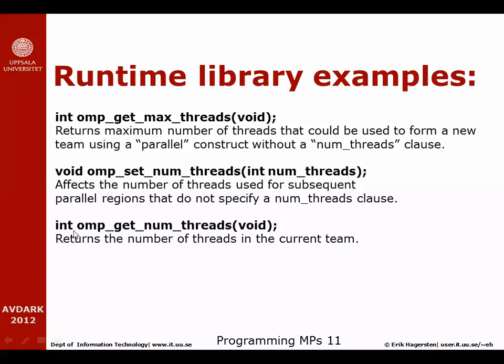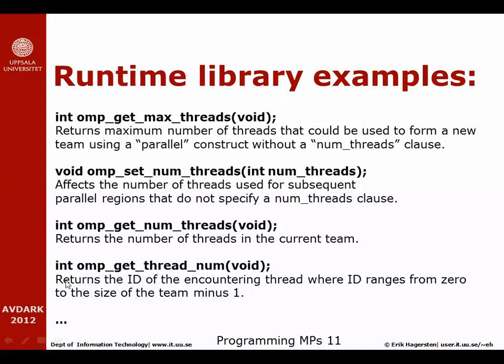You can also ask the runtime system to tell you how many threads it's using right now, and you can also ask the runtime system to tell you exactly which thread ID or thread number each executing thread has. So this gives you much more flexible control, and this will override the environment variables, but will also create code which is much more OpenMP specific.